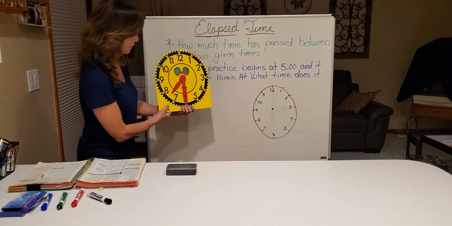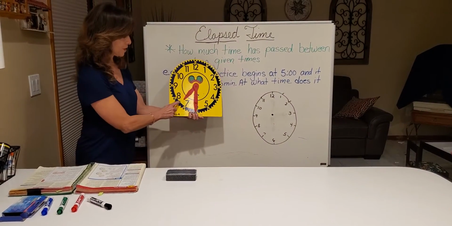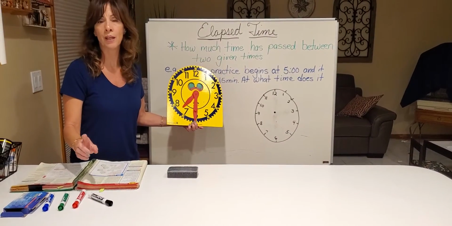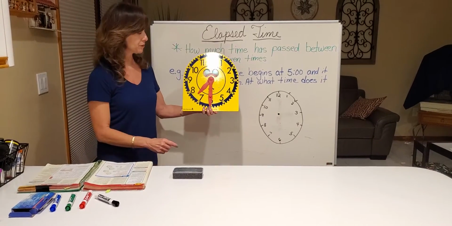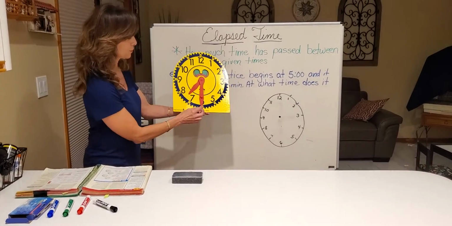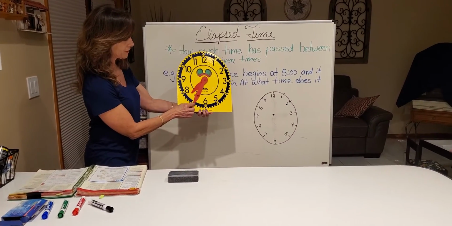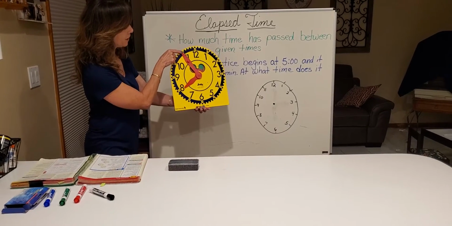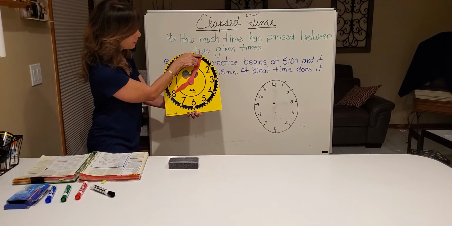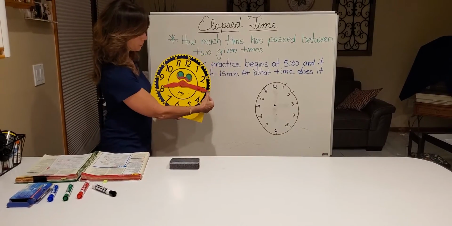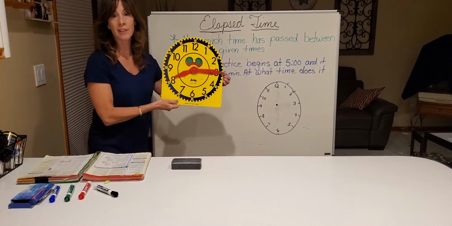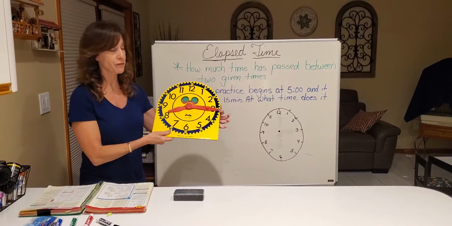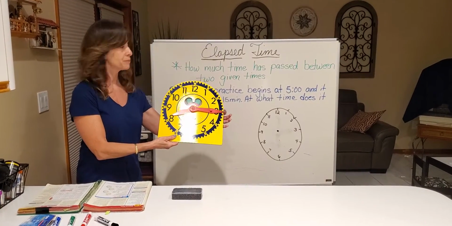All right, so we have 7:30. The clock begins at 7:30, and we have to count 45 minutes. Do we have to go another hour? No, because 45 minutes is less than an hour. So we count by 5, because we're counting minutes. 5, 10, 15, 20, 25, 30, 35, 40, and 45. So what time does that put us in? 8:15. We started at 7:30, we counted by 5s, 45 minutes, and we landed at 8:15.